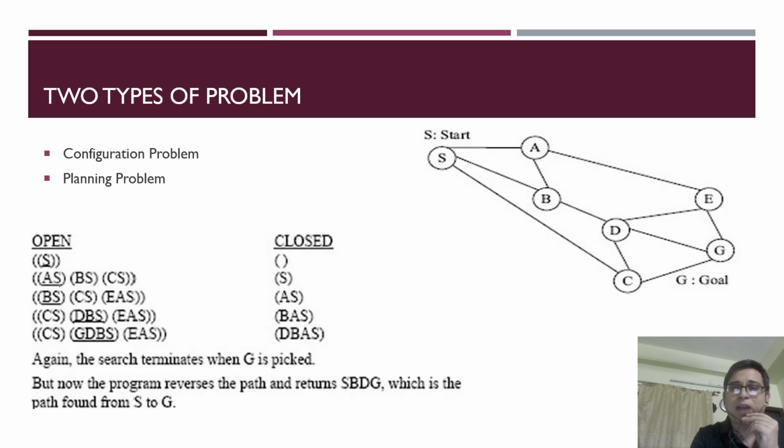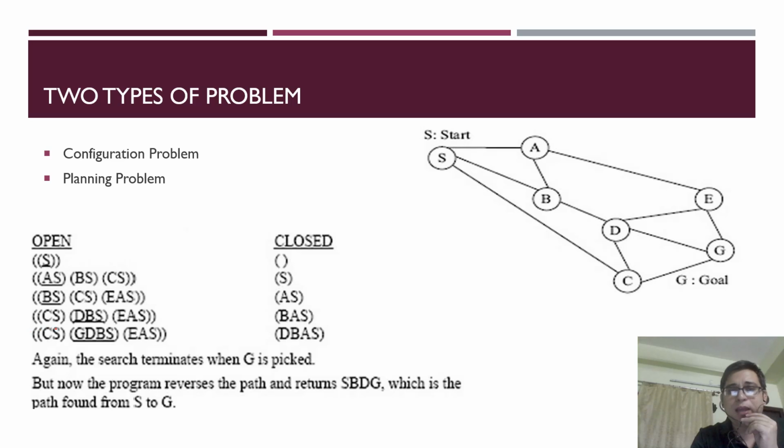Now from A, where all can you go? B is already there, and S is already there, so you can only go to E. So the extension will be EAS. This is how it increases. Now out of BS, CS and EAS, BS is picked up. B has neighboring nodes A and D. A is already explored, so naturally you now have DBS. So you have CS, which was already there, then DBS, and then EAS.